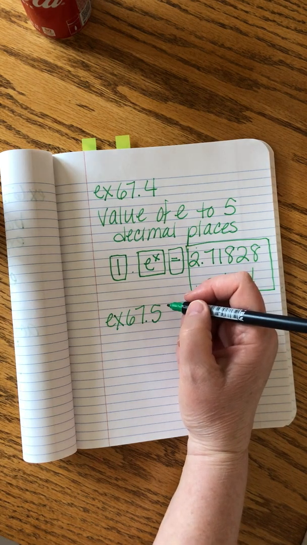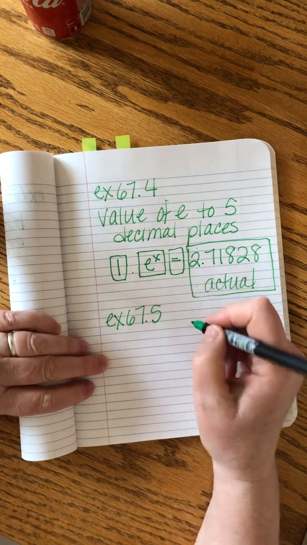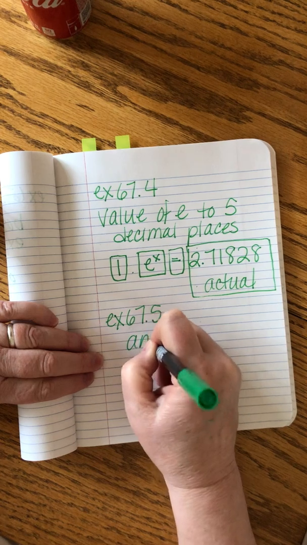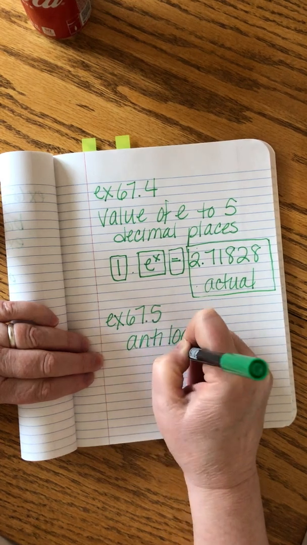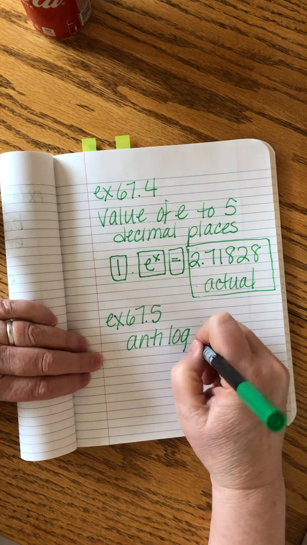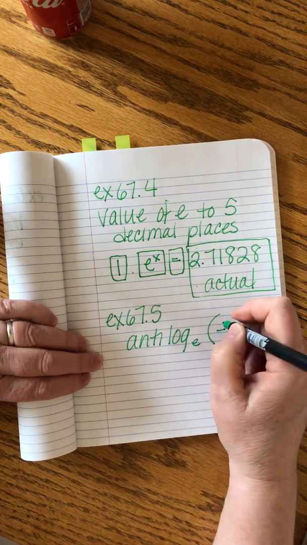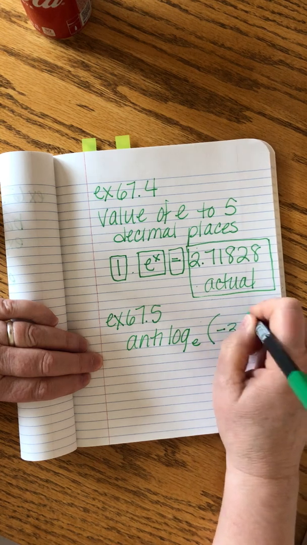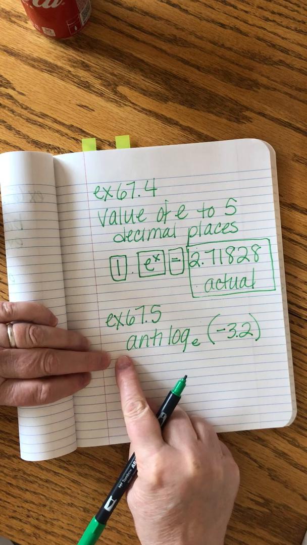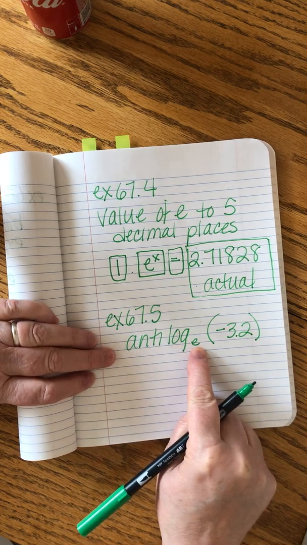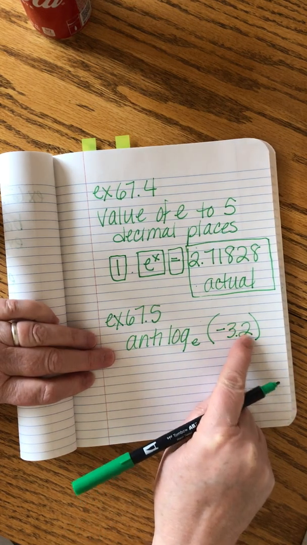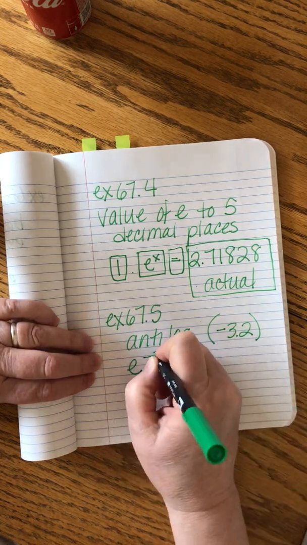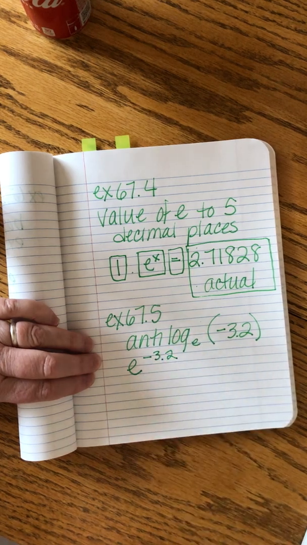Estimate antilog, this is what they say. Estimate, and then they write antilog, and then there's a little e down here. And then it says minus 3.2. Well, that looks hard. But what that's saying is find the number with a base of e and the exponent of minus 3.2. So we can rewrite this into something that we like much better. Like so.